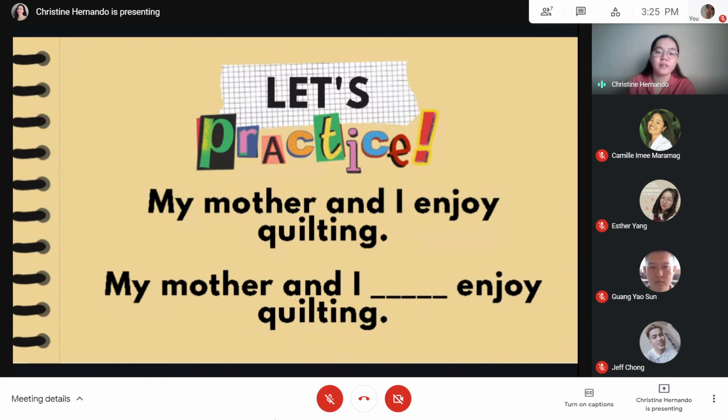Okay, moving on. My mother and I enjoy quilting. So how do we make this sentence a negative sentence or a sentence in the present simple negative? What auxiliary verb should we use? Does or doesn't? What do you think? Ma'am, I can answer. Is that you? Yes, ma'am. I think the answer is doesn't.